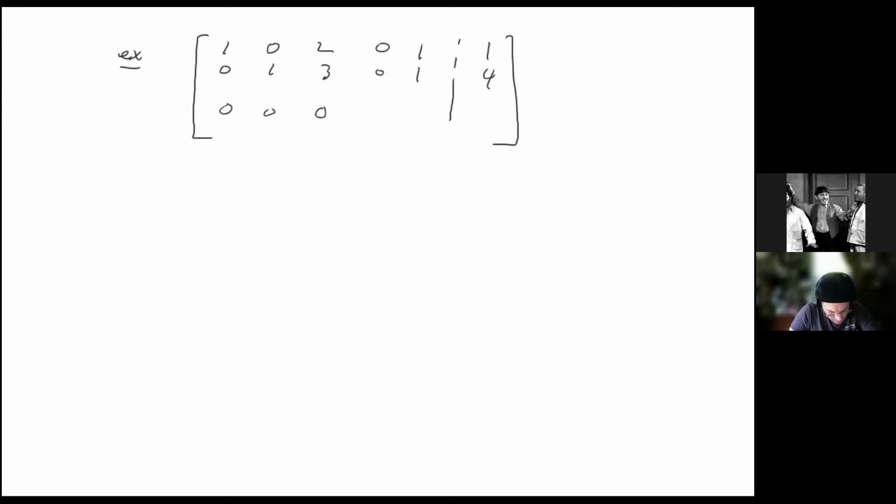Okay, so here's another example. 1, 0, 2, 0, 1, 1. I'm not going to write out the system, I'll just write down the augmented matrix, 0, 1, 3, 0, 1, 4, and then 0, 0, 0, 1, 0, 3. And what are the variables here? Well, there are 5 variables, x1, x2, x3, x4, x5. That's the number of columns to the left of the wall of the augmented matrix. Oh, that should be a 5, sorry.